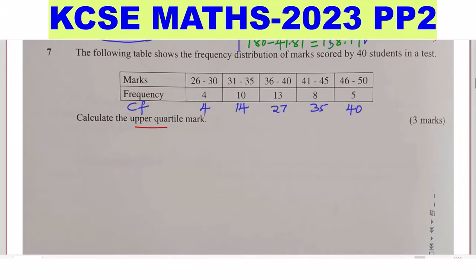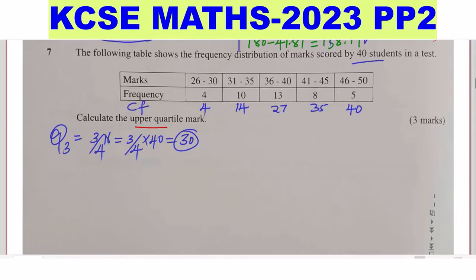So how do you get the position of the upper quartile mark? The upper quartile, which is denoted by Q3, we get by taking 3/4 of the total frequency. The total frequency is the total number of students, which is 40, which we call n. So this will be 3/4 times 40. This will give us the position, and the position here will be 30.